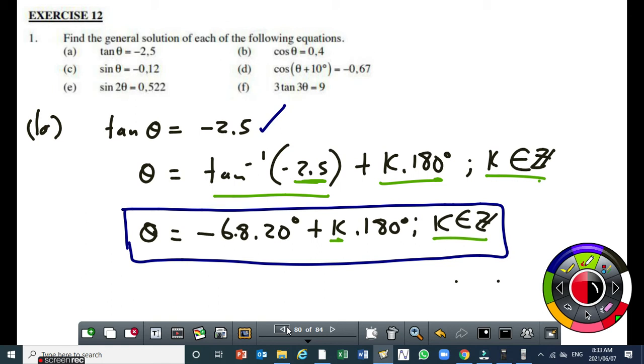The question says determine the general solution. It's not saying find the values of theta. It's not saying determine the values of theta. That's not what the question is saying. The general solution is a general formula. It's a formula.